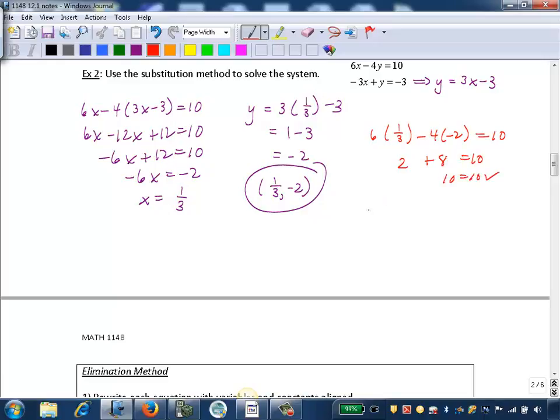And we'll substitute into the second one. Negative 3 times 1/3 plus negative 2 equals negative 3. So again, negative 3 times a third, a number times its reciprocal is 1, so this is negative 1 minus 2 equals negative 3, and that is in fact true.